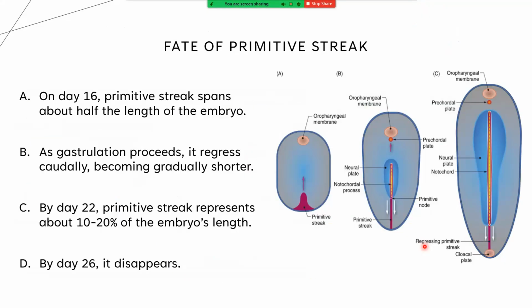What happened to the primitive streak? On day 16, the primitive streak spans about half of the length of the embryo. So that means it reached its maximum length. As the gastrulation process, gastrulation meaning the formation of the three germ layers, proceeds, the primitive streak gradually becomes shorter and shorter. By day 22, the primitive streak represents about 10 to 20% of the embryo length, and it has completely disappeared by about day 26 after fertilization.